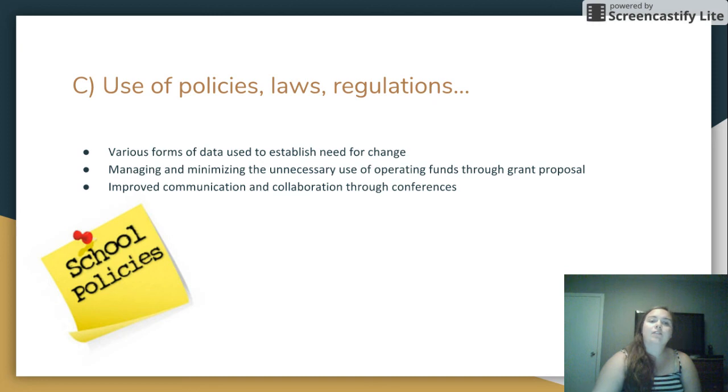Use of knowledge for policies, laws, and regulations was used as the various forms of data was used to establish the need for change, for managing and minimizing unnecessary use of operating funds through the grant proposal, and improving communication and collaboration through conferences.